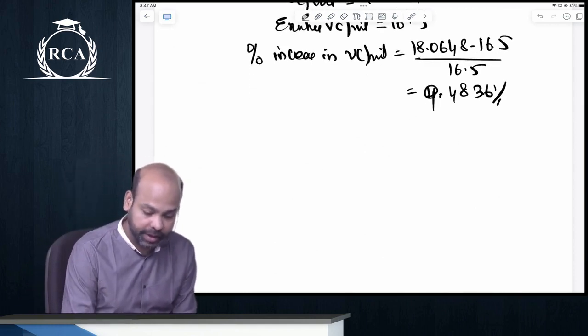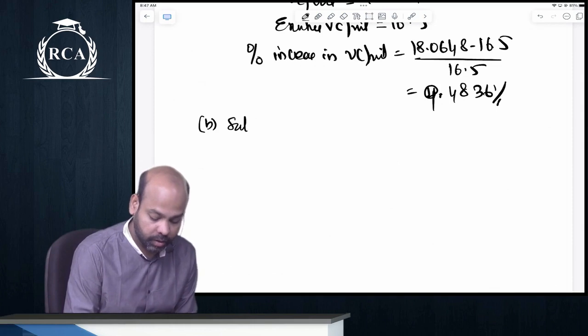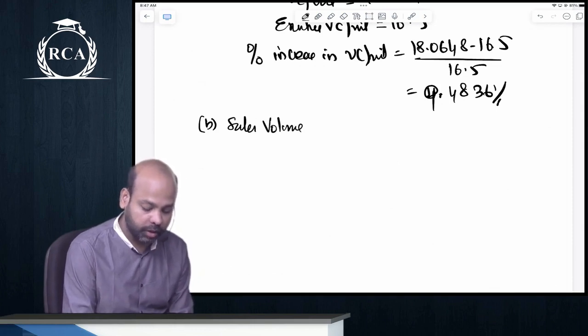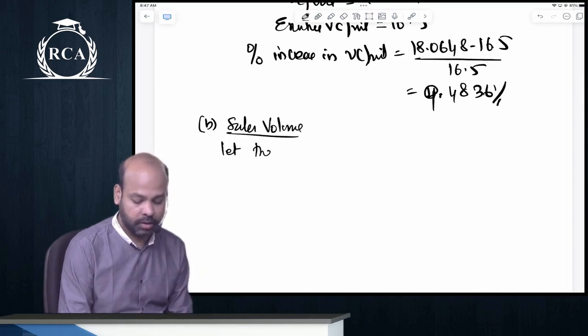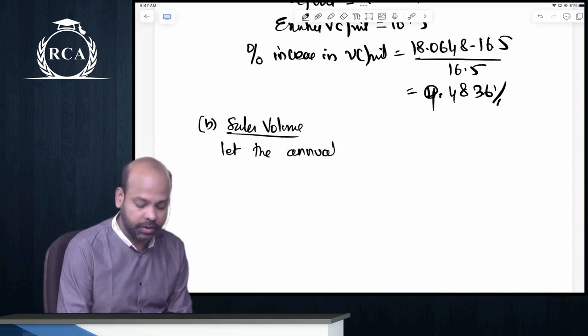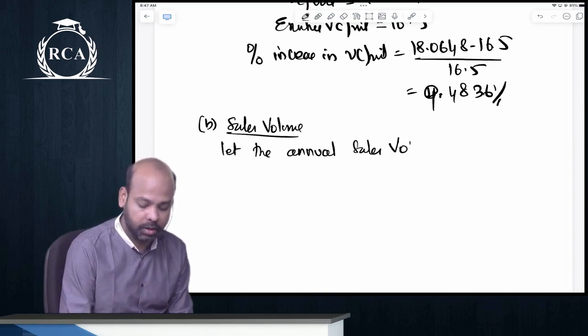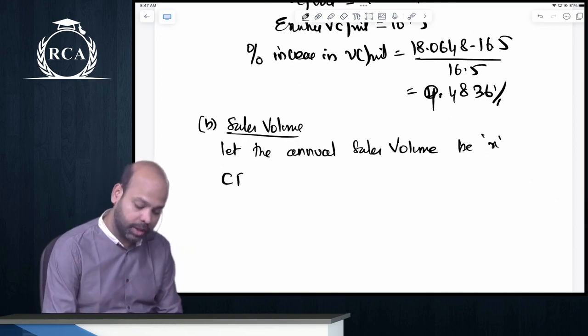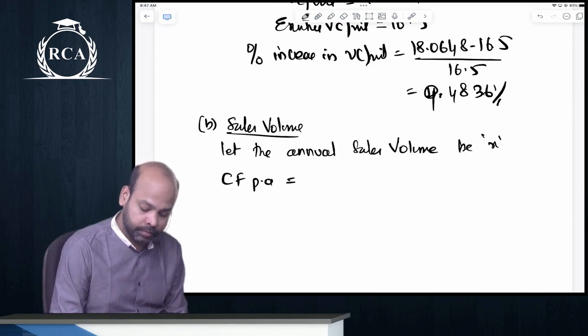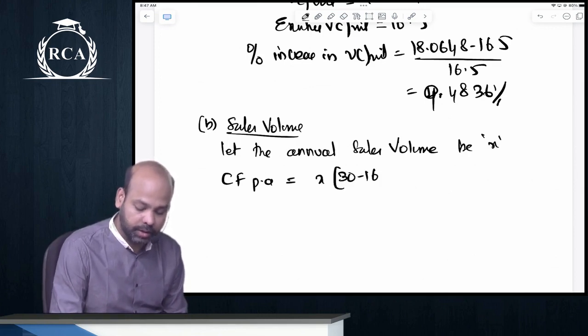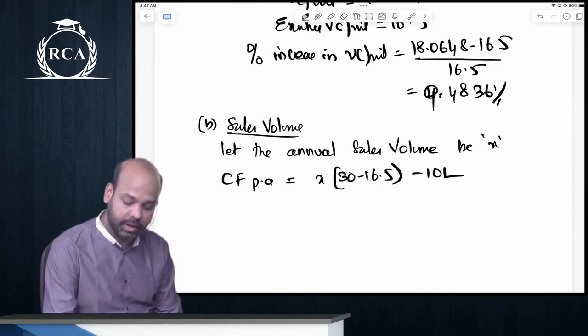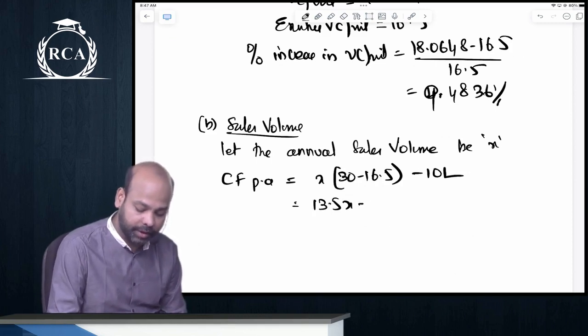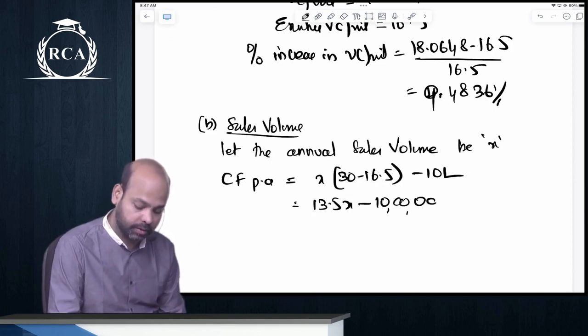How will you do sales volume for this? Sales volume, beta, what will you write? Let the annual sales volume, beta, be X. If the annual sales volume is X, beta, what will be your cash flow per annum? It will be X rupees into 30 minus 16.5 minus 10 lakhs. So that is 13.5x minus 10 lakhs.